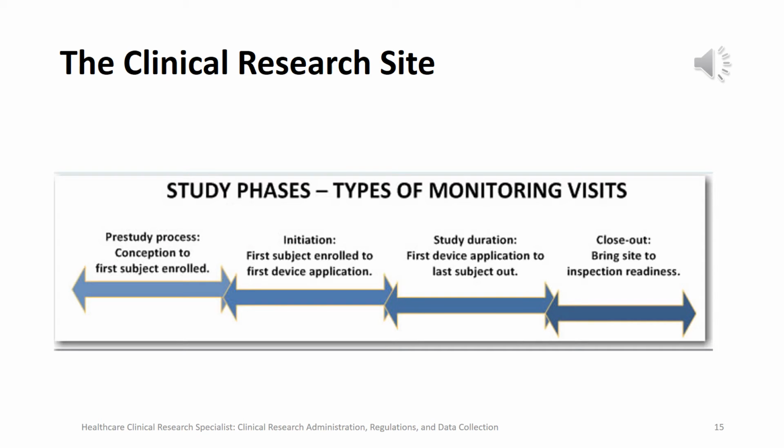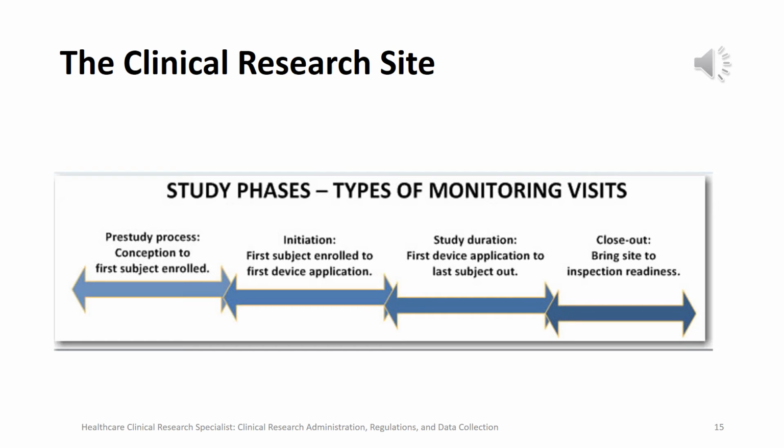So as we have different stages in our trial, we also have different types of monitoring visits. Initially, we may have a pre-study process visit, which we commonly call a pre-study site visit. In that one, we're going out, we're assessing the site's capabilities and determining whether or not they're a suitable site for the trial. And then we may have a site initiation visit where they've been selected but they need to be initiated, they need to be oriented into all the activities that are going to occur during the trial.